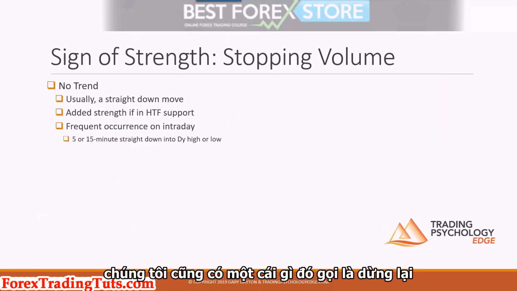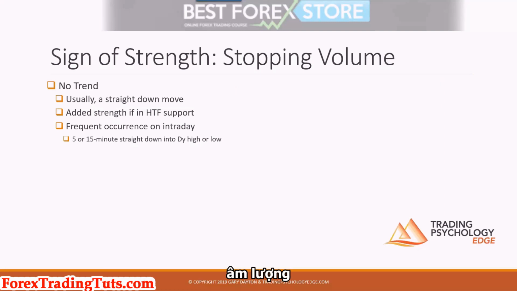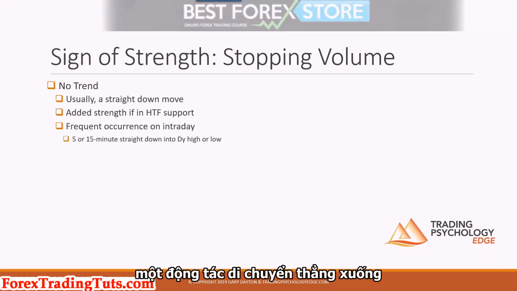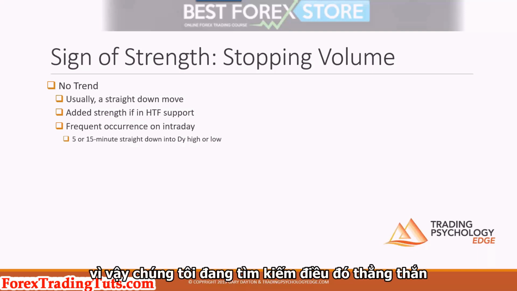We also have something called stopping volume. And this is basically the same as climactic action, but there's no trend. Typically it's a straight down move. And I like these, especially on the intraday, looking for a straight down move into a daily high or low. We see that fairly often on the intraday. So we're looking for that straight down move.